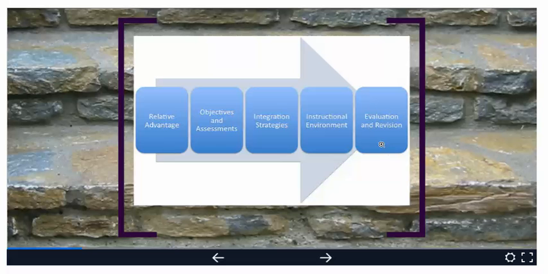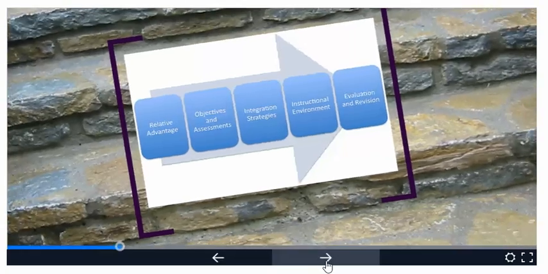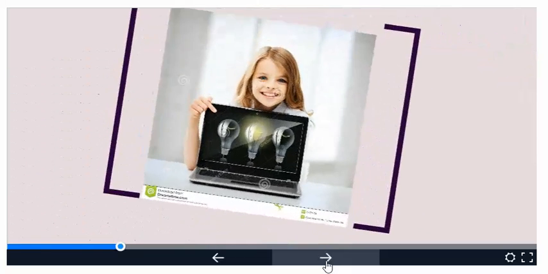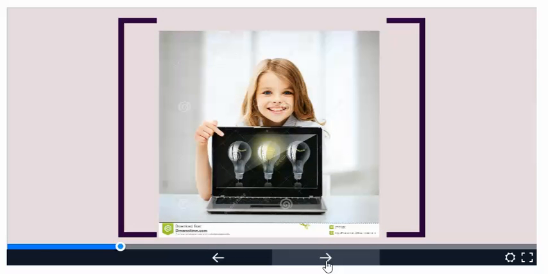In phase 5, we evaluate and revise integration strategies. We ask ourselves, how did it work? Can it be improved? We want student feedback. Were my objectives achieved? Remember, we want to keep our students as active learners. We want to put things in a way that they understand.